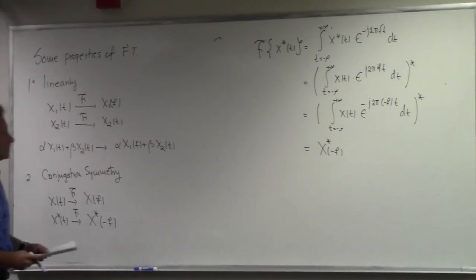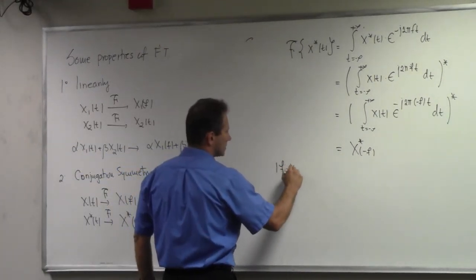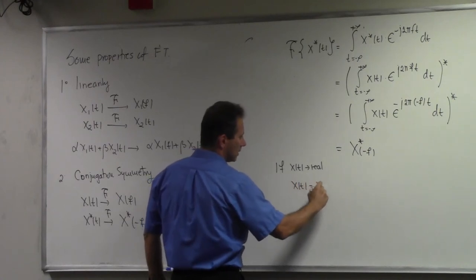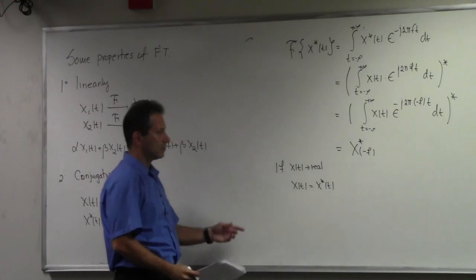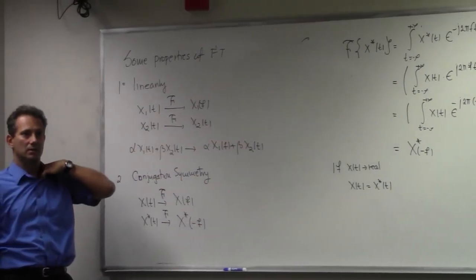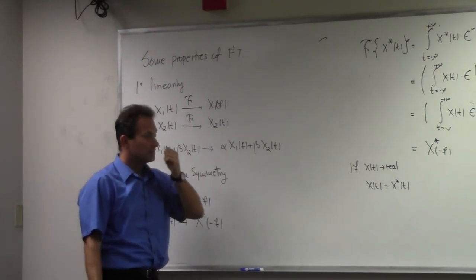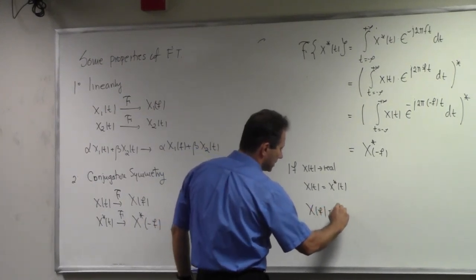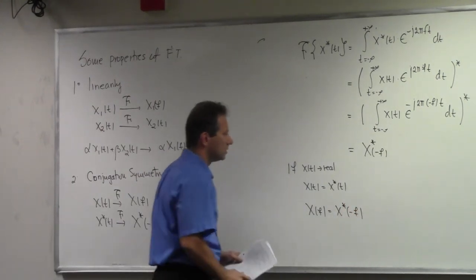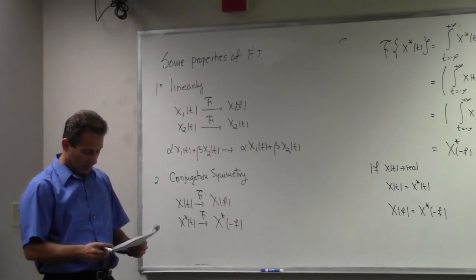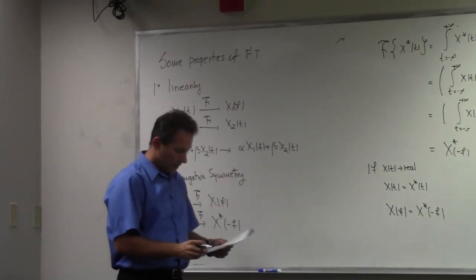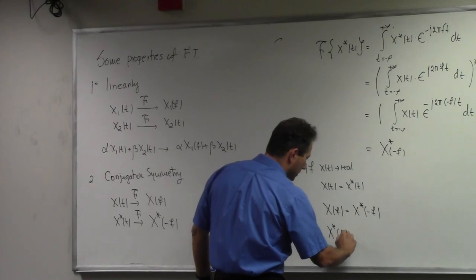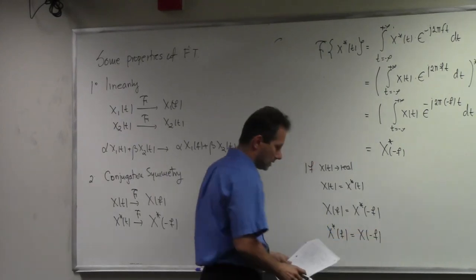Consequence: if the signal x of t is real, then I have x of t equal to x complex conjugate of t, right? That's the same statement as x of t is real. Its complex conjugate is the signal itself. In other words, there's no imaginary part. Then I have the following result. X of f is the same as X complex conjugate of minus f, because the left-hand sides are the same, therefore the right-hand sides need to be the same. Or if I take a complex conjugate of both sides, I get that X complex conjugate of f is the same as X of minus f. Now, what does that mean?